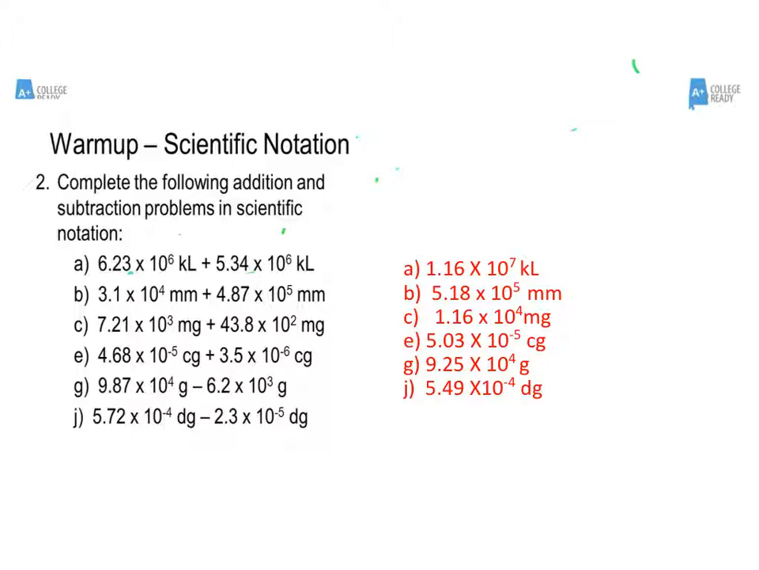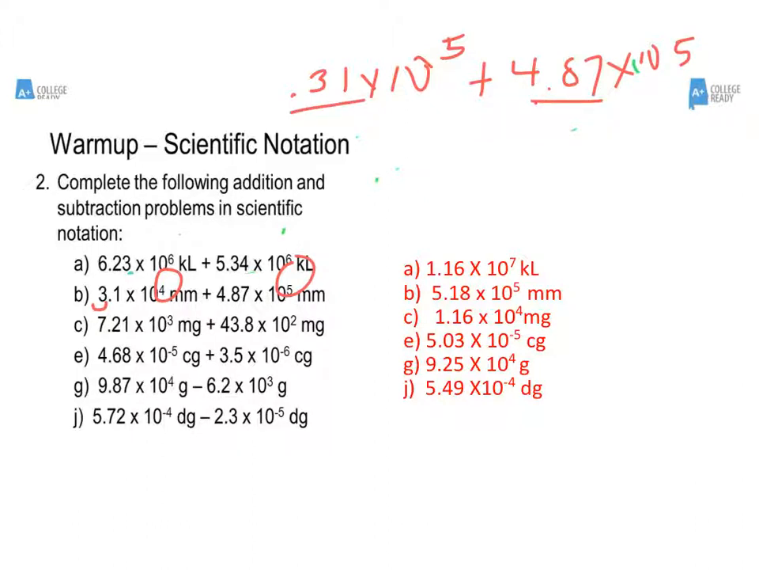All right, let's look at B. In B, we have exponents that are different. So I need to get these exponents the same. I'm going to move this decimal over 1 place so that I have 0.31 times 10 to the, if I move to the left, my exponent increases, plus 4.87 times 10 to the 5th. Now, all I need to do is add these 2 numbers. When I add them together, I get 5.18. All I need to do is carry down my exponent, and that is my answer.